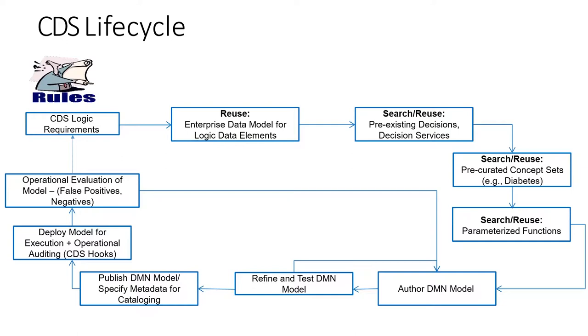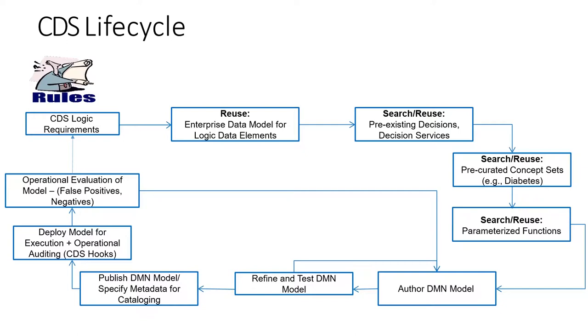We can also search for pre-curated concept sets. Now, this is something which is specific probably to healthcare, but it may exist in other domains as well, where we have ICD-10 and RxNorm and CPT codes. And typically, a collection of ICD-10 codes would indicate a disease such as diabetes. Now, once these sets are defined, one need not define them again and again. They can be stored in a common place and reused across multiple models.